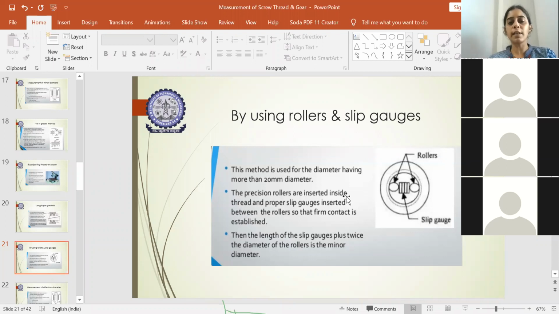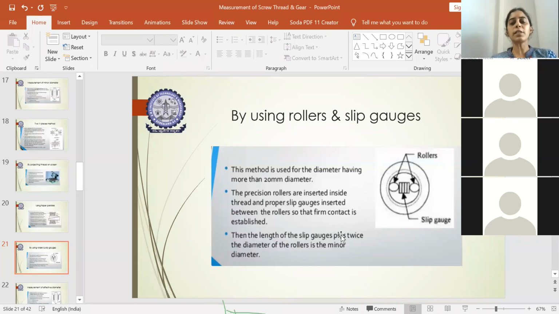The precision rollers are inserted inside the thread, and proper slip gauges are also inserted between the rollers because they have to be held firmly. So you will have two rollers and the slip gauges. You add slip gauges until you have continuous contact between the two rollers, from this end of the internal thread to that end. To keep it fit, you add the required slip gauges by trial and error.